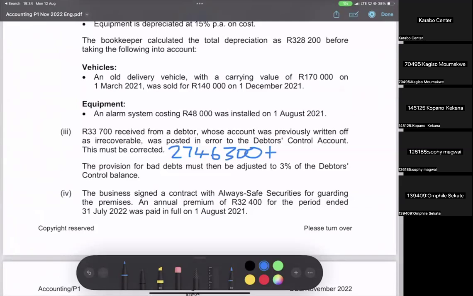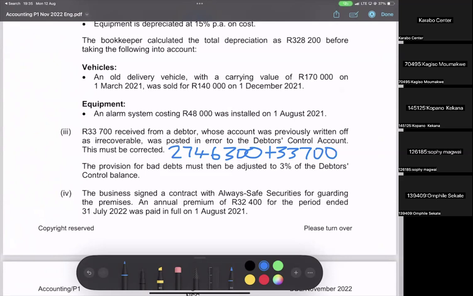And then we have to add back the 33,700, because they subtracted it and they shouldn't have, since this person was written off and we no longer have him in our books of debtors. Remember, guys, the debtors control account is where our debtors are. So we no longer had that person on those books because we wrote them off, knowing they were not going to be able to pay. So now we need to add back 33,700.